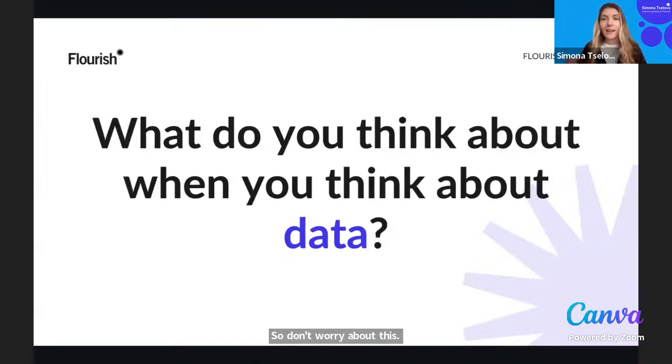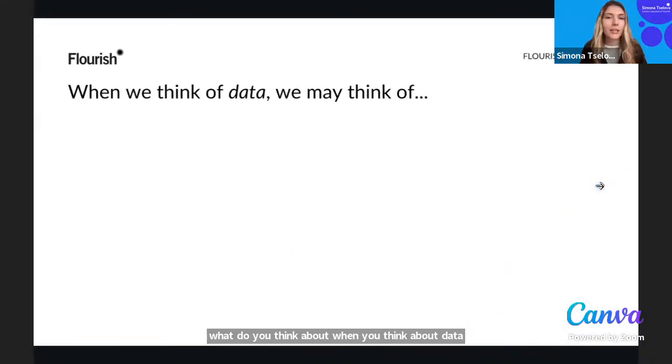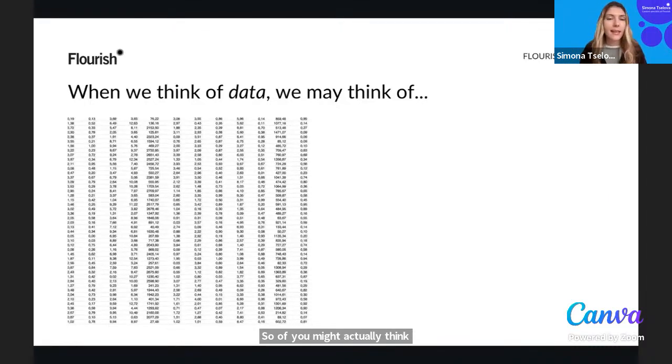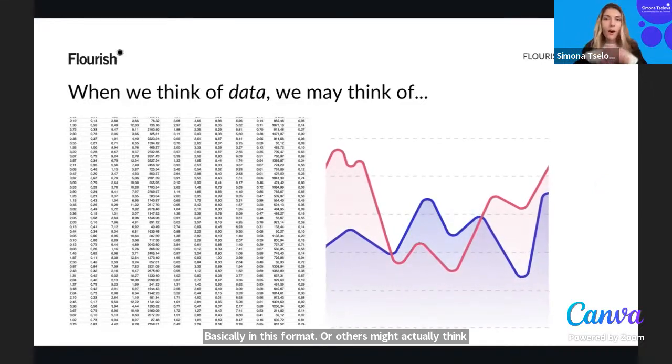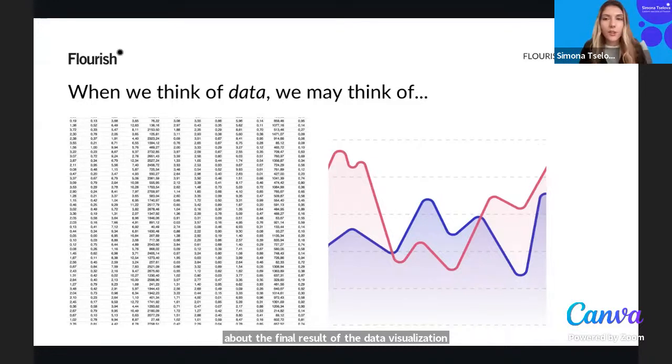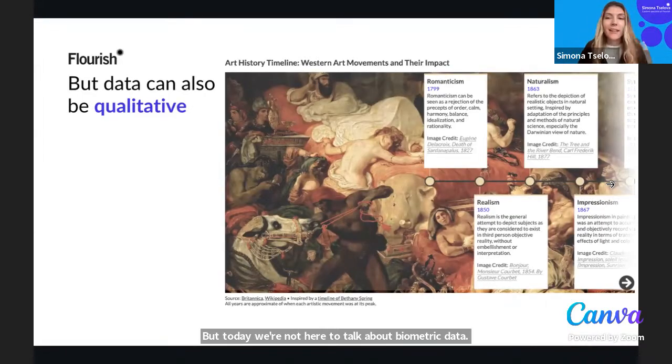Before I answer what content-based templates are, I would like to ask you a different question: what do you think about when you think about data? Some of you might think about large spreadsheets filled with numbers and stats, or others might think about the final result of the data visualization process, like a line chart, a pie chart or an area graph. Some of you might even think about something completely different, such as biometric data, which is also a type of data. But today we're not here to talk about biometric data. We're here to talk about qualitative data. As I mentioned, qualitative data is any sort of data that cannot be visualized with numbers. This can be text, images, audio, video, and you can collect qualitative data in multiple different ways.